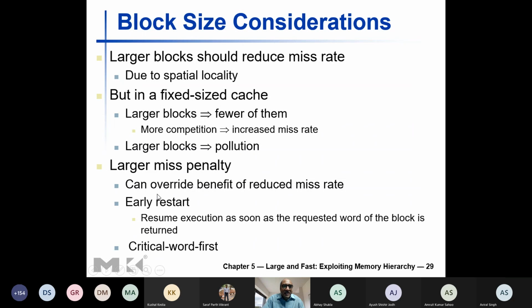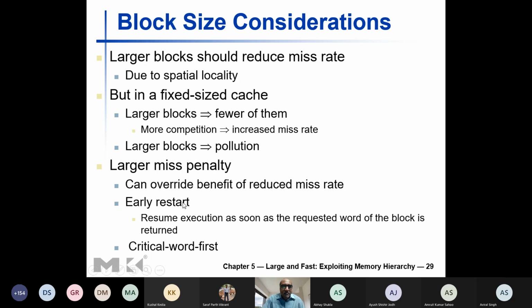Whereas early restart means you fetch the words in sequence, and whenever your desired word is received, you immediately pass it on to the CPU, which starts execution. Critical word first means that wherever the word's position is in the block, you fetch that word first, and then afterwards fetch the remaining words of the block. After you fetch the entire block, it will be reordered properly. But whatever word is required, you fetch that first and pass it on to the CPU, and in the meantime you bring in the other words later.